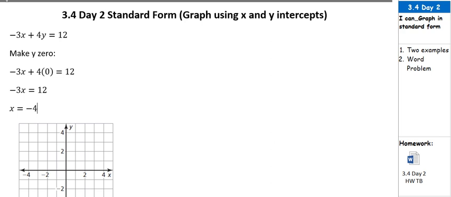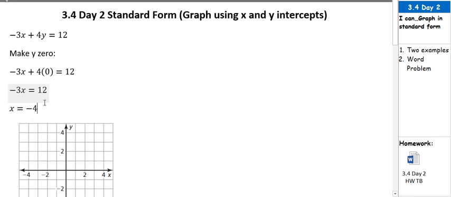Now remember, whenever we graph, we need to have an ordered pair. That means I need to have an x value and a y value. So having just an x doesn't do everything I need. But you guys are pretty smart. I bet you can look at this and think of what y would be when x is negative 4. Well, of course, y is 0. Make y 0 was the first thing we did.